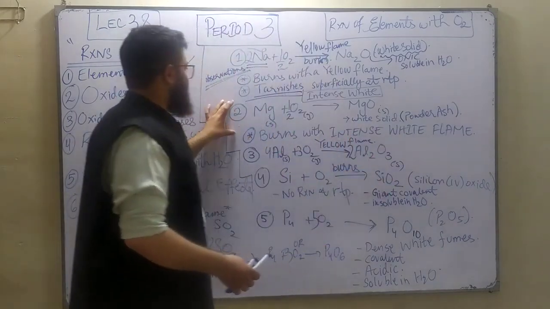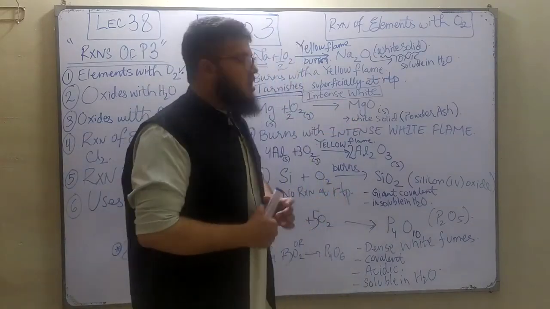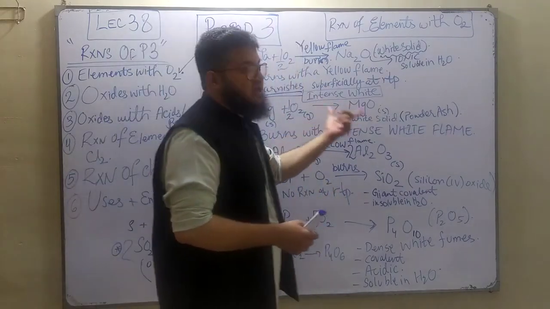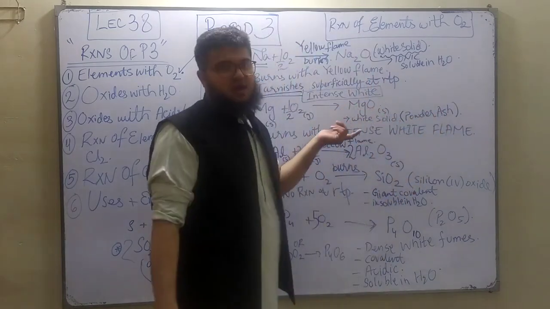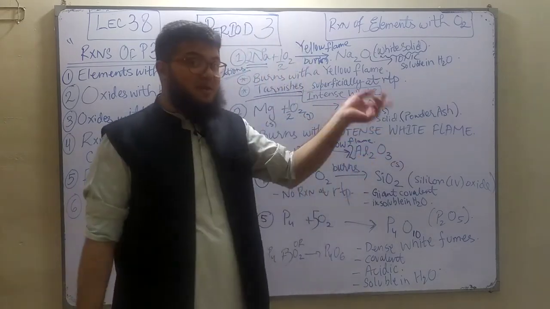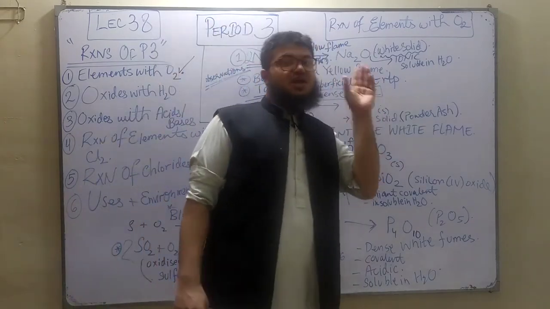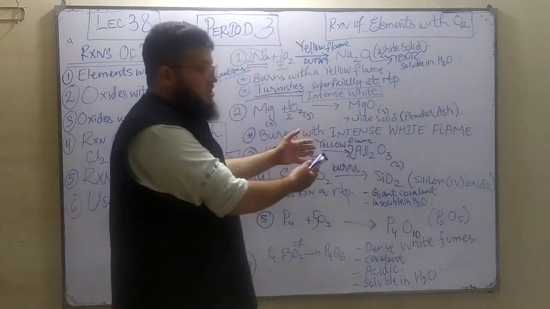Then coming to magnesium, when magnesium reacts with oxygen, it produces magnesium oxide. Magnesium oxide again is a giant ionic lattice containing compound. It is an ionic compound, it has a giant ionic lattice, it is used as a refractory material. Remember, we did that in the previous lectures, and it is used to line furnaces. All of these questions are actually linked with magnesium oxide.